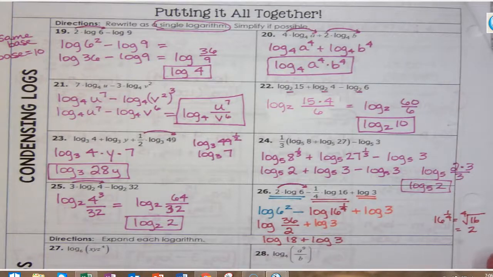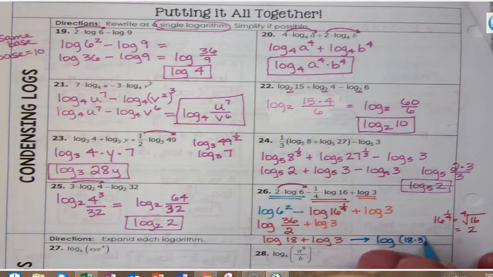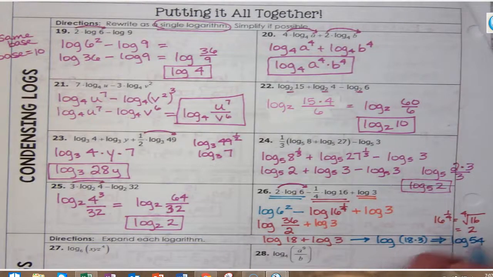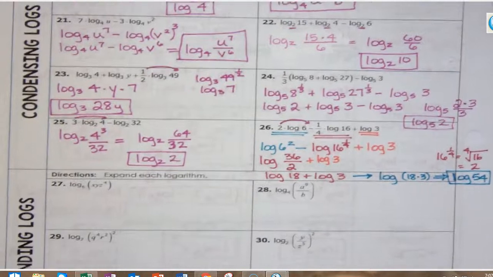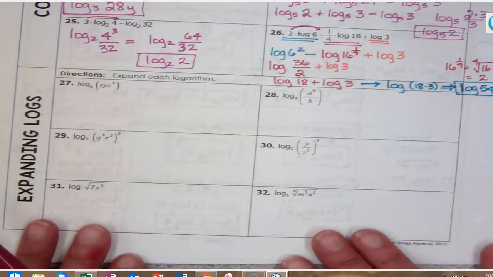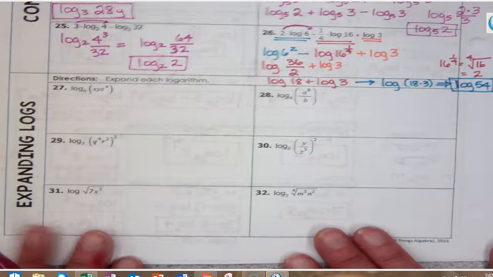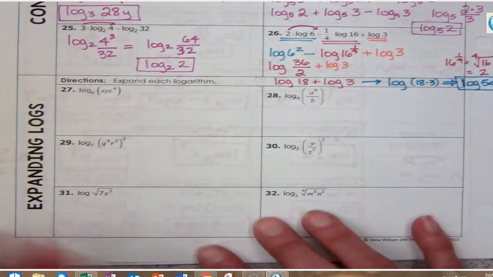Now we can multiply those two together. Log 18 times 3 is going to equal log 54. And keep in mind that the base of all of this is 10 because I don't have a base. All right, let's finish this last little bit expanding. Hopefully you guys please do at least a couple of your homework problems before you move on with me.